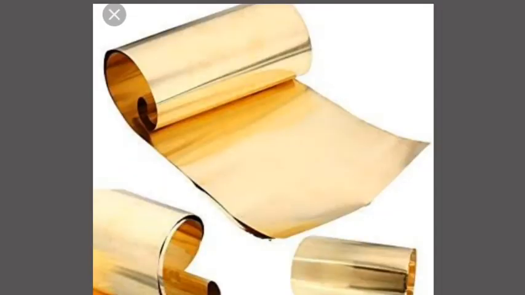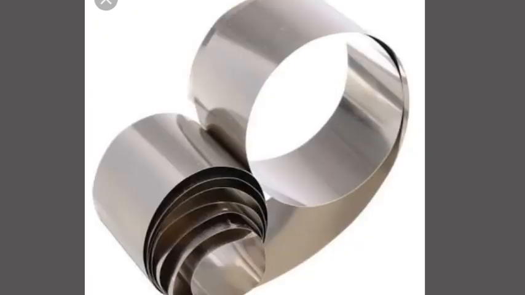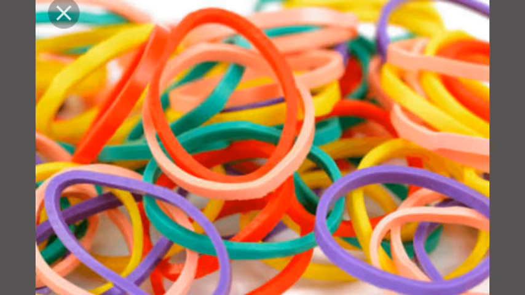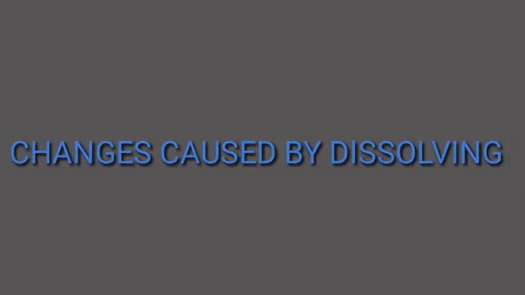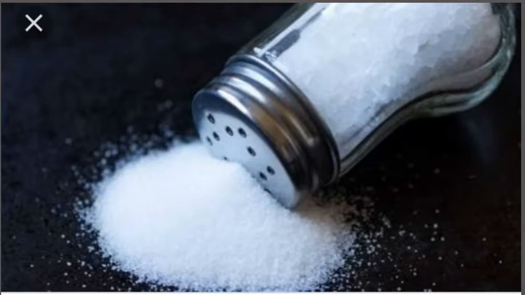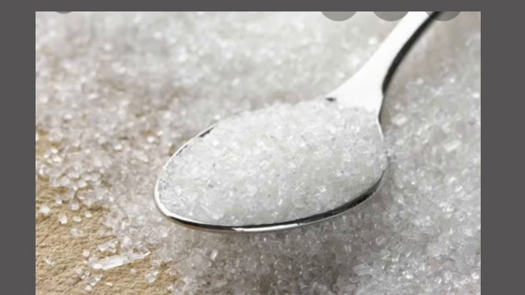Gold and silver can be hammered into a thin sheet. The rubber bands change their shape when stretched. So these are some of the examples of change caused by pressure or force. Next point, changes caused by dissolving. For example, substances such as common salt and sugar are soluble in water. During the process of dissolving, a change is brought in a soluble substance.